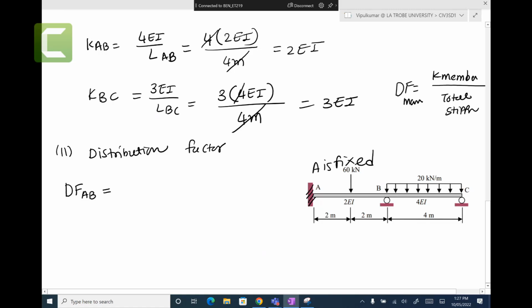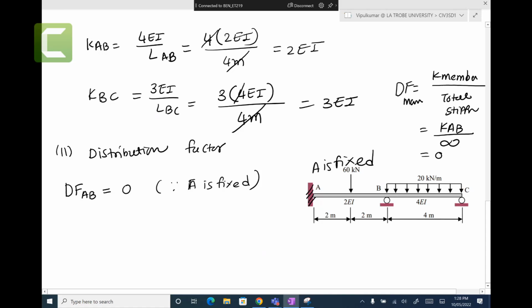You want to find the distribution factor of AB, divided by the total stiffness at that particular joint. Now, distribution factor of member AB is KAB, the stiffness, divided by joint A, infinity. It's fully rigid, it's strong. Some number divided by infinity is 0. Does it make sense? We just go by definition. So you said 0 because A is fixed.